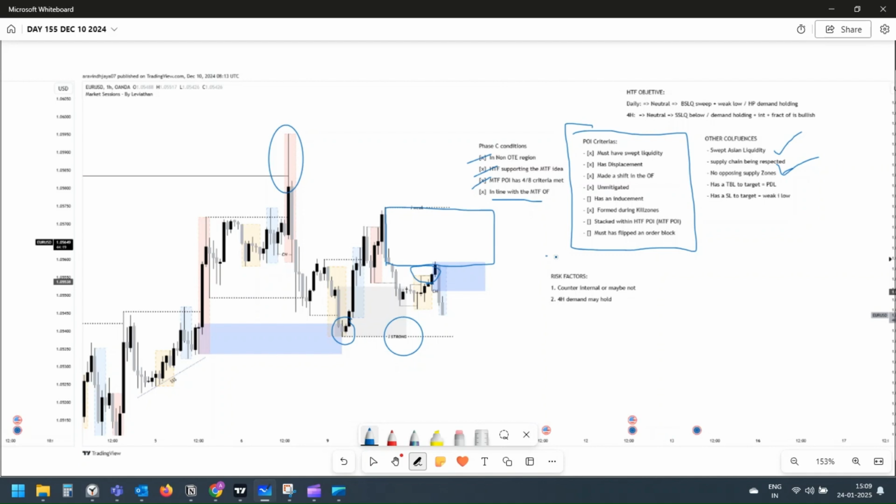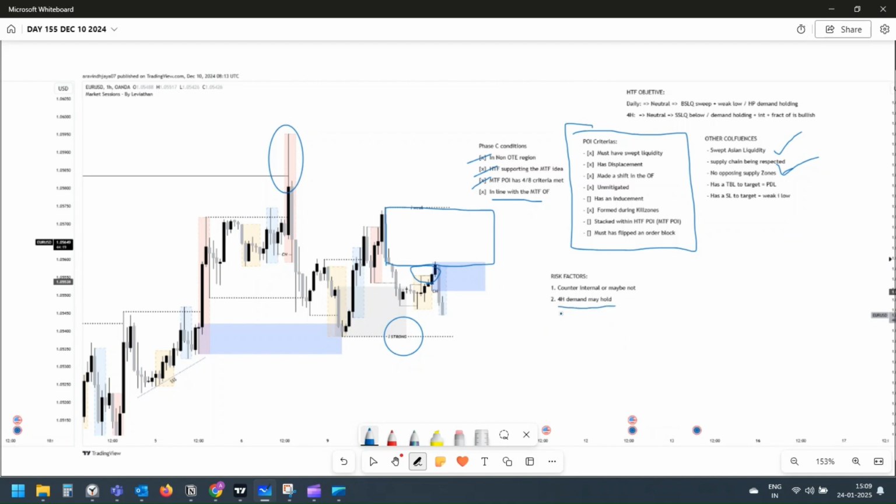So what are the risk factors? This is a counter internal trade, or maybe not. I could also consider this as one internal structure, and this could be the weak internal low. So there is a lot of chance. This is not the exact market structure mapping. There can be different types of market structure mapping. So, and what if the 4 hour demand may hold?